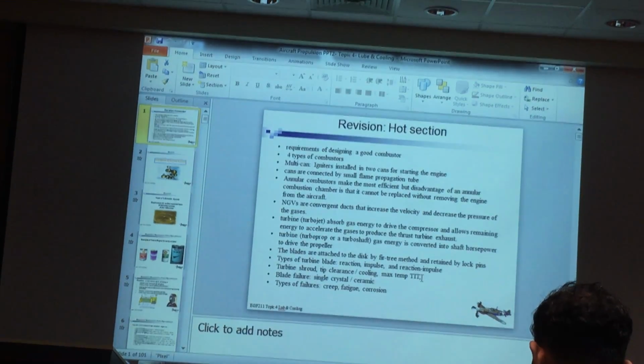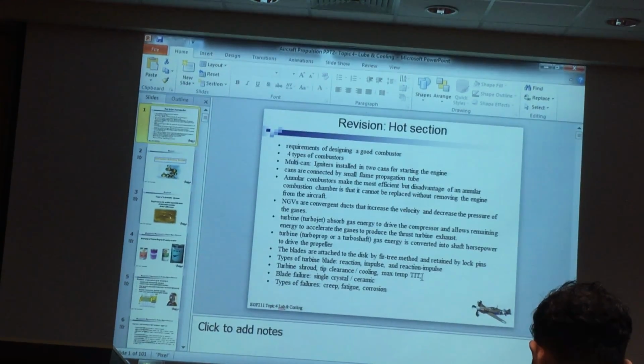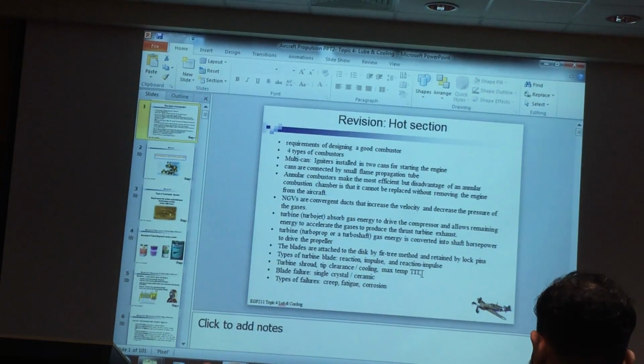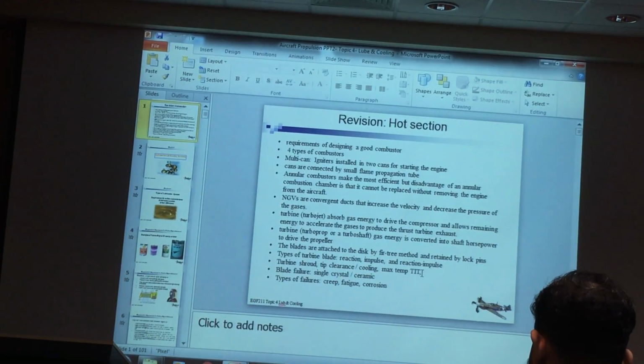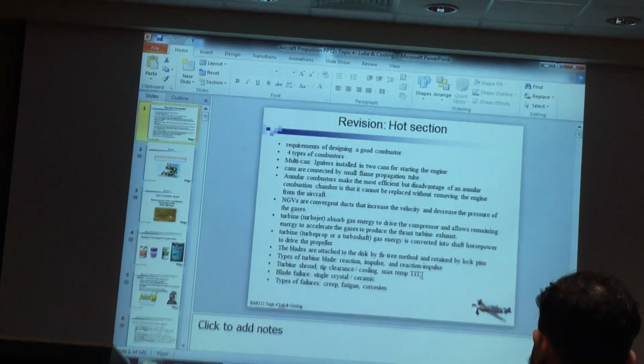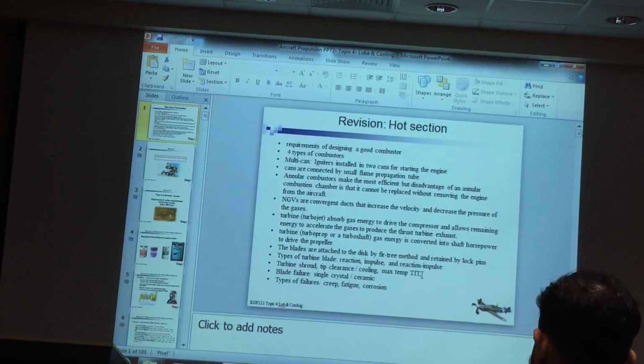What are the common turbine blade failures? Your single crystal, creep, fatigue, corrosion. Creep: after being under stress, your blade becomes longer and longer. It's called creeping. Okay? The fatigue: too many cycles becomes fatigue. Like corrosion.